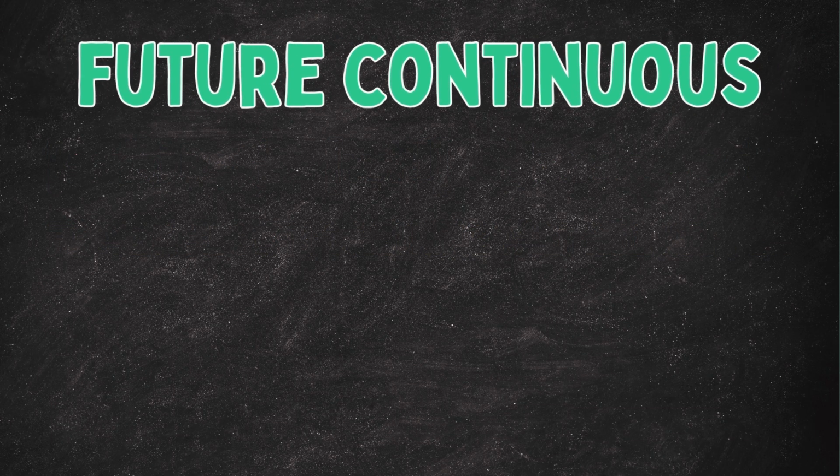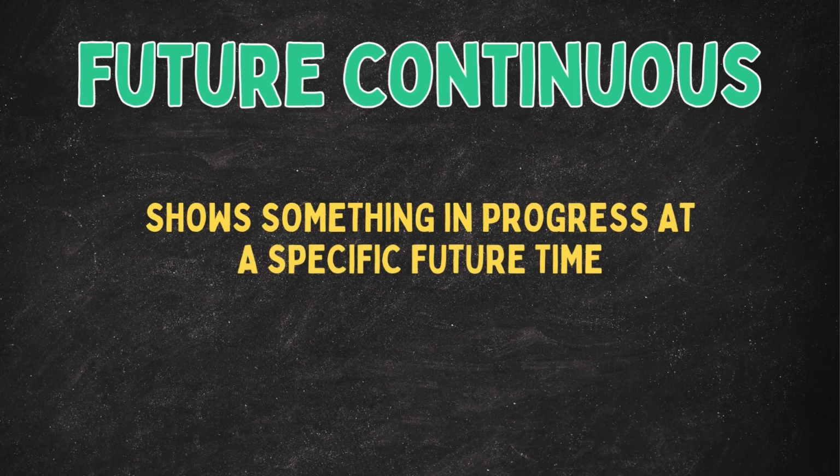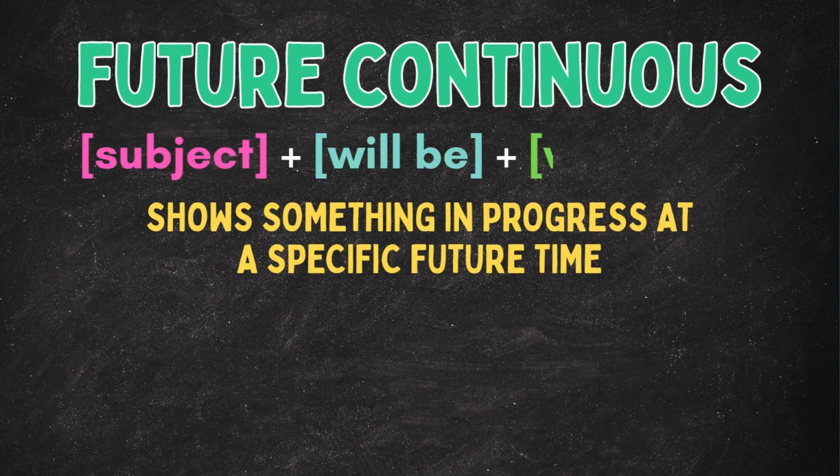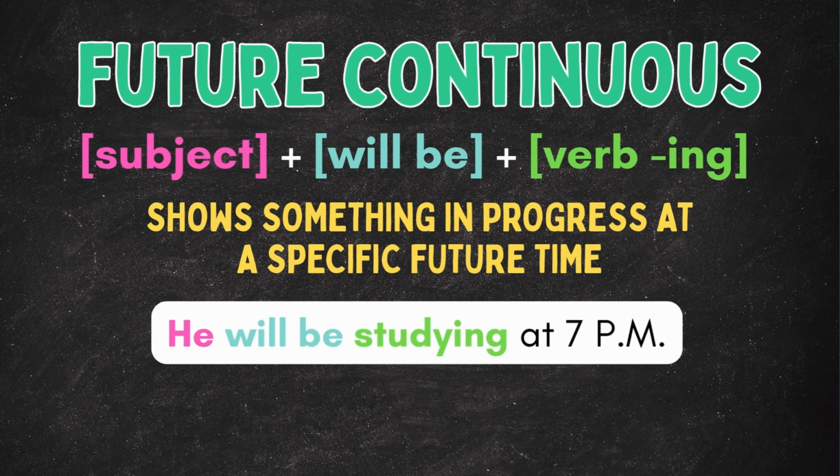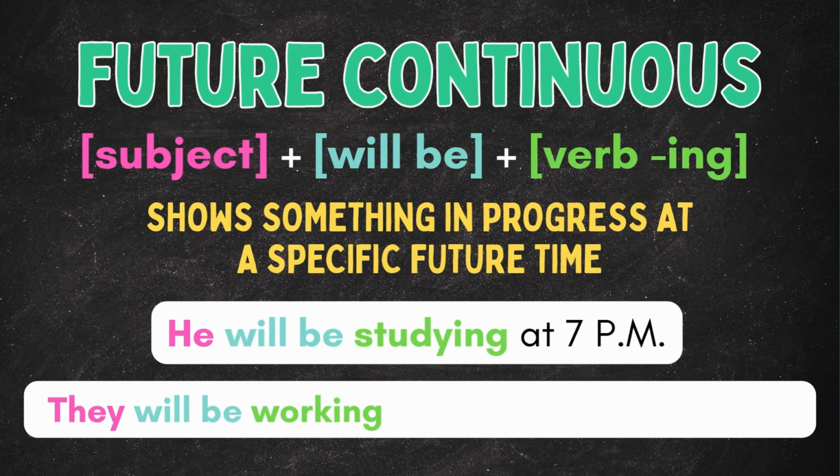Future continuous. The future continuous shows something in progress at a specific future time. The sentence structure is subject plus will be plus verb with ing. He will be studying at 7 p.m. They will be working on the new plan tomorrow.